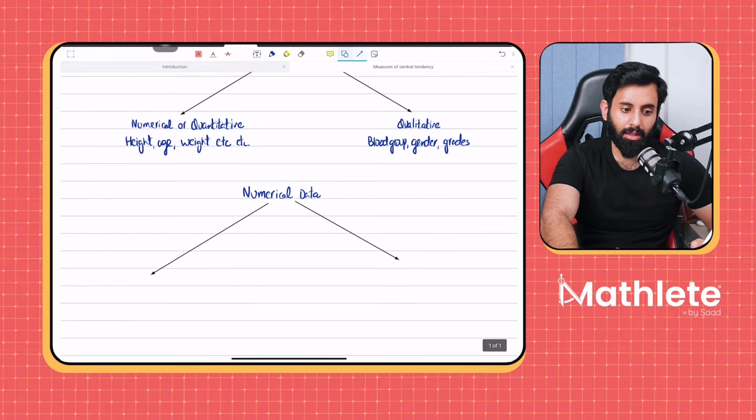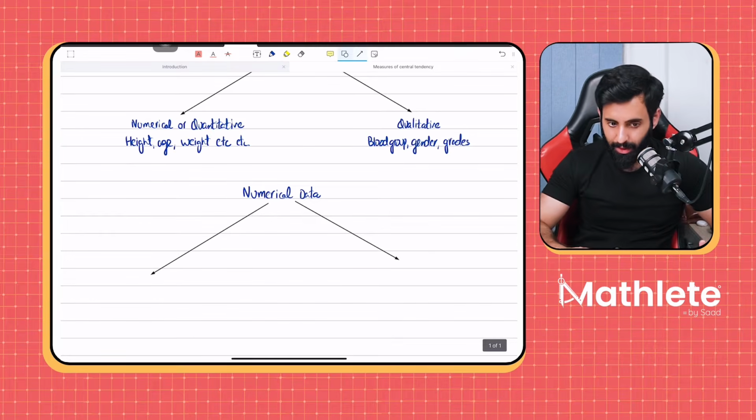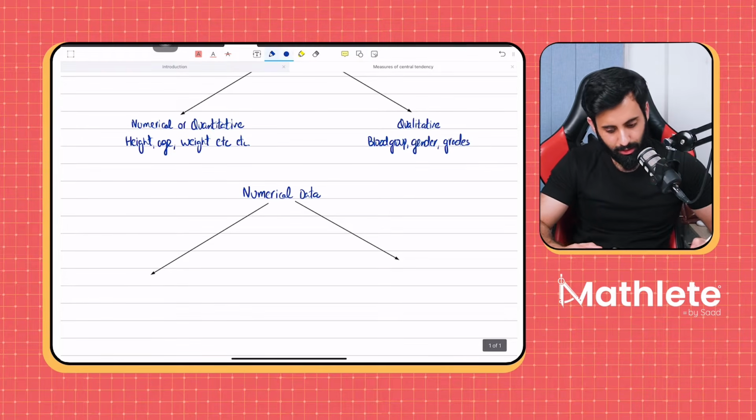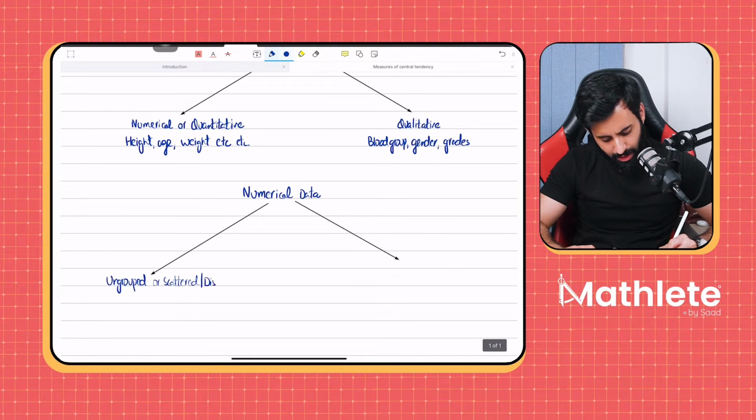Yes, discrete or group data. Okay, so basically you have ungrouped, which is called, or we say, scattered data. And we call it discrete also. Okay, scattered or discrete.